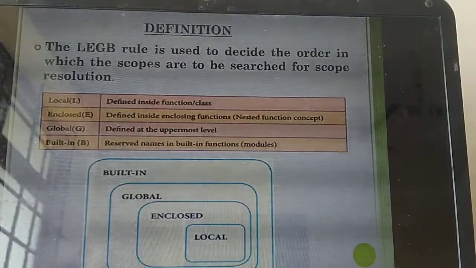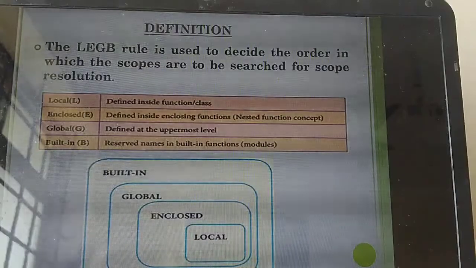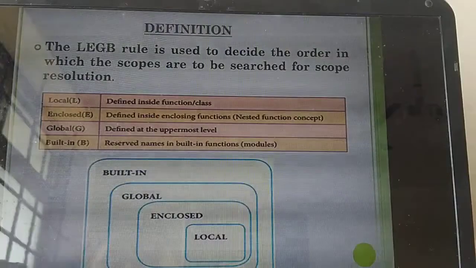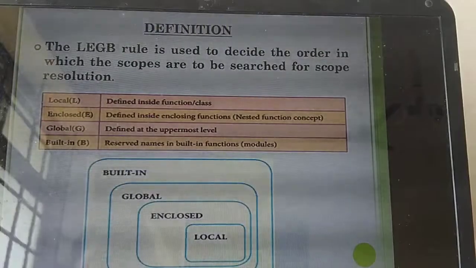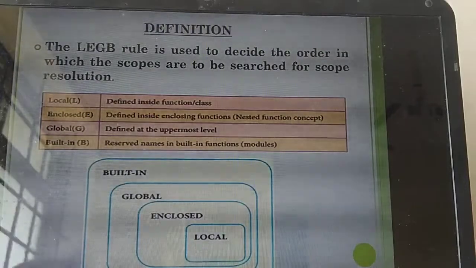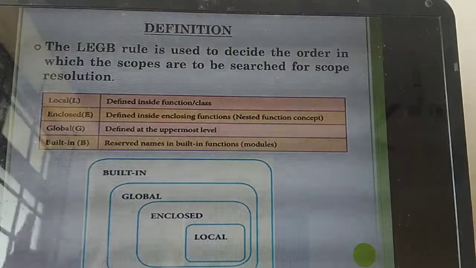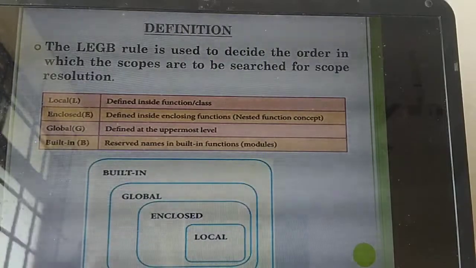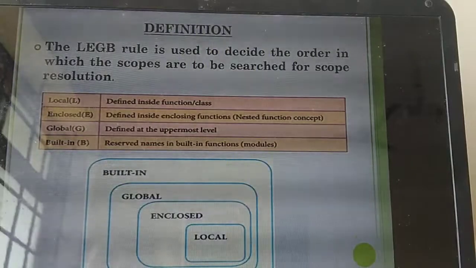Next one is global. Global means the name itself is globally available, that means worldwide. Global means it is defined at the uppermost level. Which scope is defined at the uppermost level? Sometimes they will ask this as a 1-mark question. Which scope will be available at the uppermost level? Global scope. Understand now?